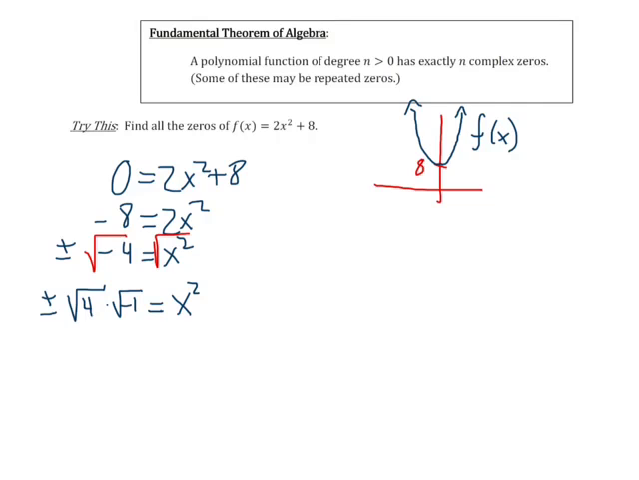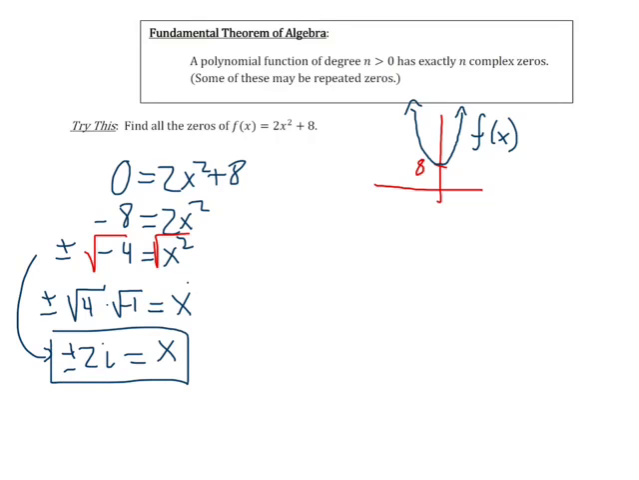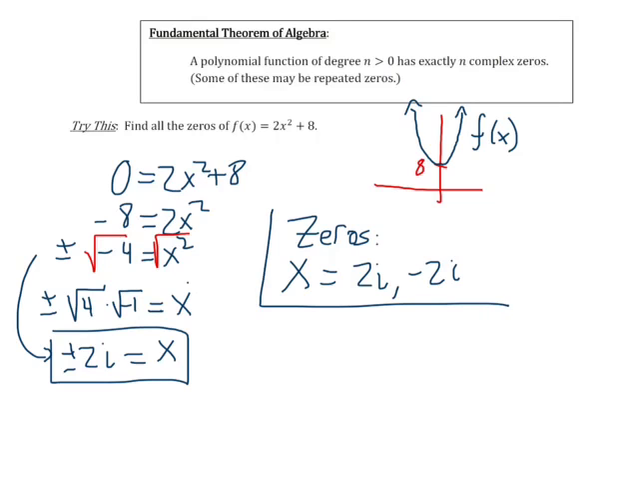And so the square root of 4 is going to give us 2, and the square root of negative 1 is i. Normally we'll just jump right to here, but there we go. And so we have our x. All right, so we've got two zeros. Our zeros are x equals positive 2i and negative 2i. So they're imaginary zeros here, or they're complex zeros.